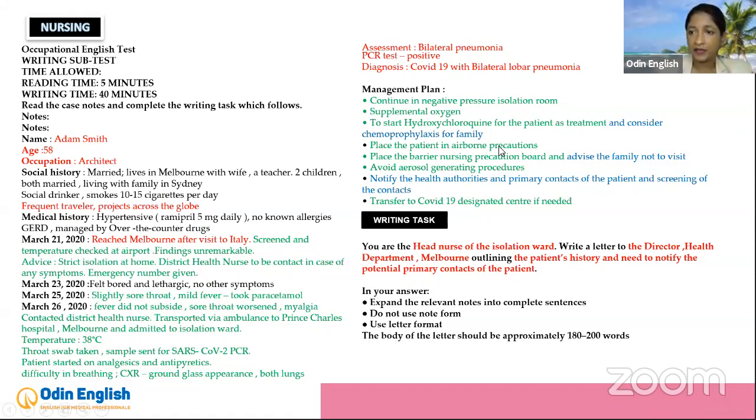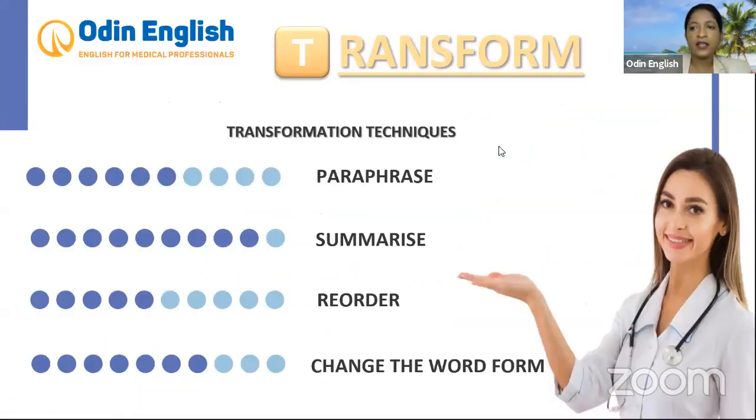So I hope everyone has selected the information. Now let's go to the next step. The next step is all about transforming. Just selecting and copying the same information from your case note and pasting it onto your answer sheet won't help you pass OET, because OET is fundamentally a language test. They are testing your language. You have to analyze, you have to select. But once you do the selection, you should be able to write it in your own words. So transformation means writing in your own words.